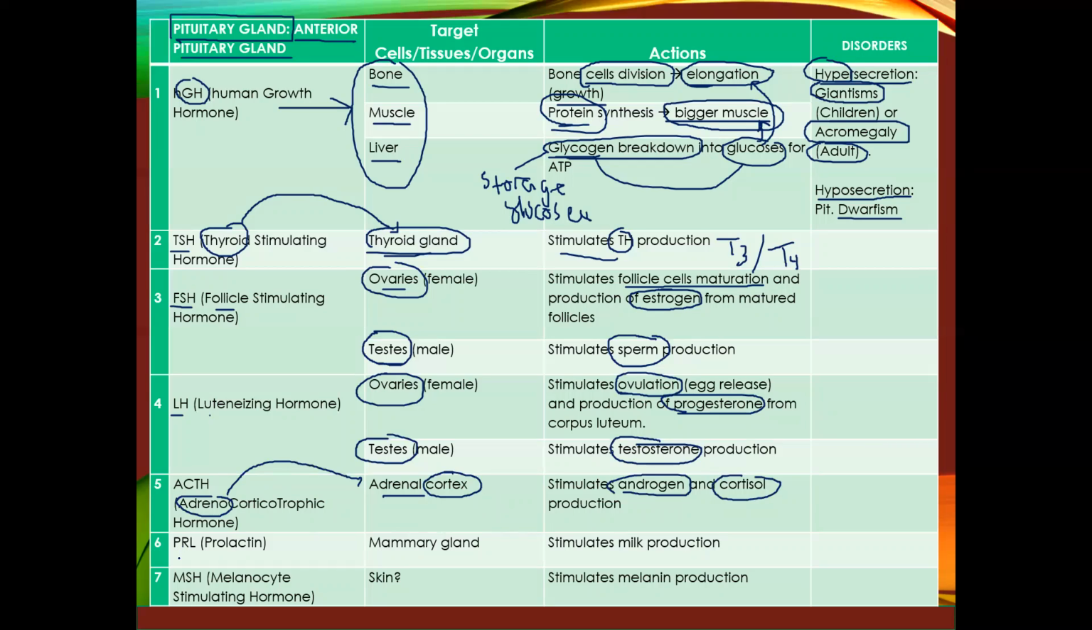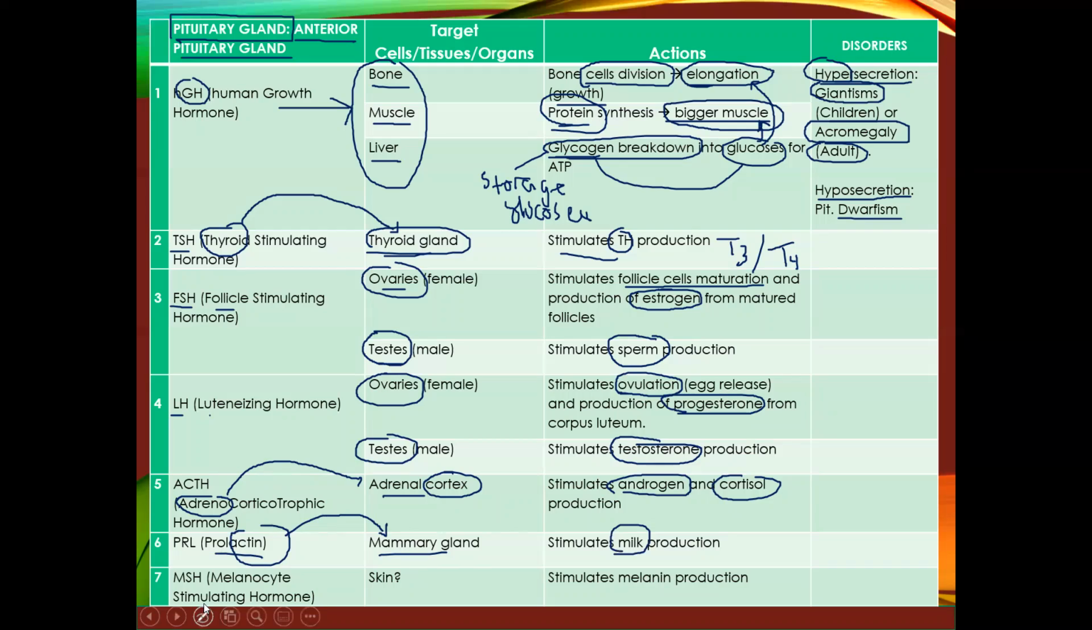Number 6, PRL, the prolactin. And the name is telling you it is about lactation or milk. Then the target will be the mammary gland. What is the function? Stimulate production of milk.